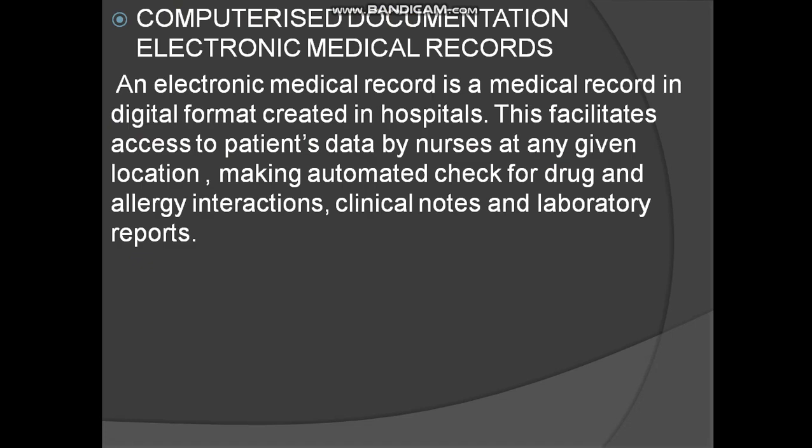Next we will see the computerized documentation. There are 2 types: the paper-based documentation system, then computerized documentation. In computerized documentation, first is the electronic medical records. What is an electronic medical record? An electronic medical record is a medical record in digital format created in hospitals.